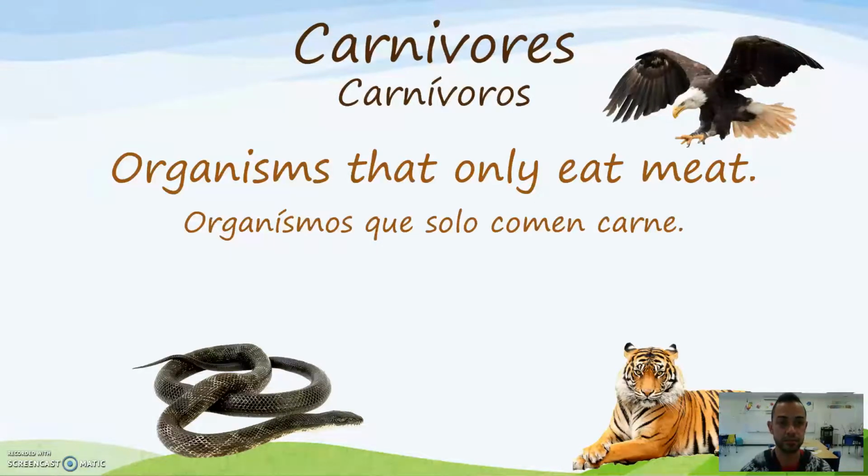For example, a frog. The frogs, they eat insects. A frog can eat a bee, a honeybee, or a fly, or a butterfly. So they are insects, but even with that, the frog is considered a carnivore because it's an animal that eats another animal.